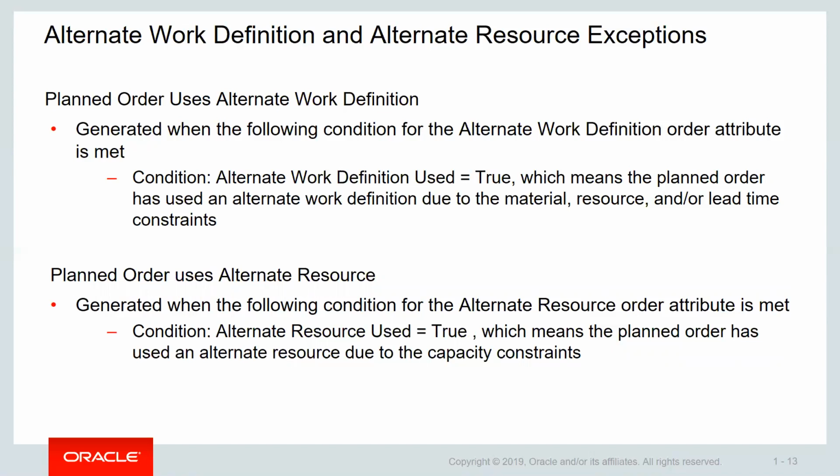The planned order uses alternate work definition exception is generated when the value of the alternate work definition used order attribute is equal to true, which means the order has used an alternate work definition. The plan order uses alternate resource exception is generated when the value of the alternate resource used order attribute is equal to true, which means the order has used an alternate resource.